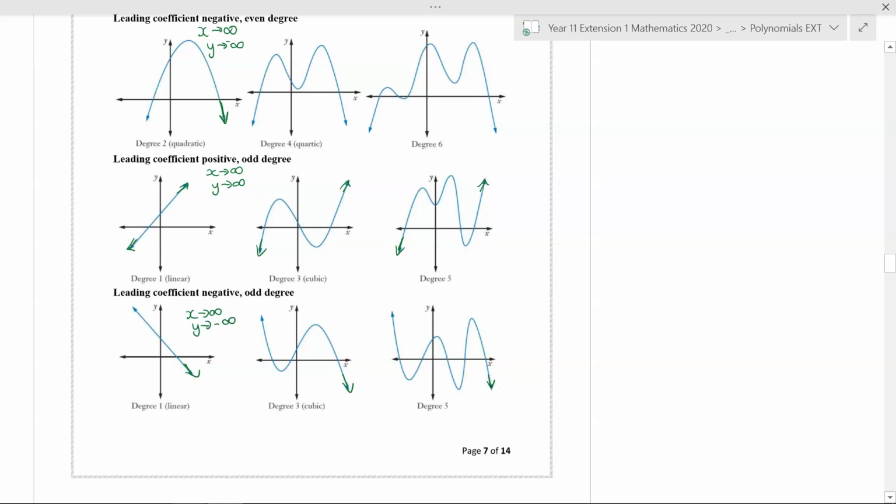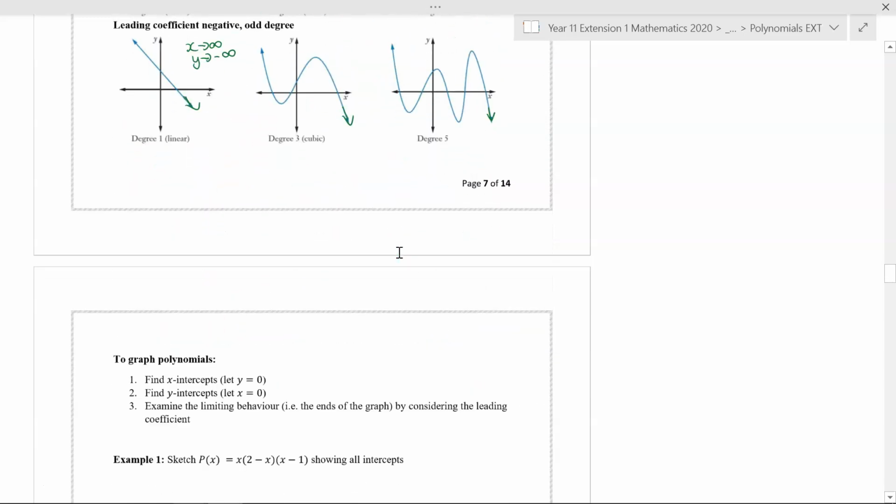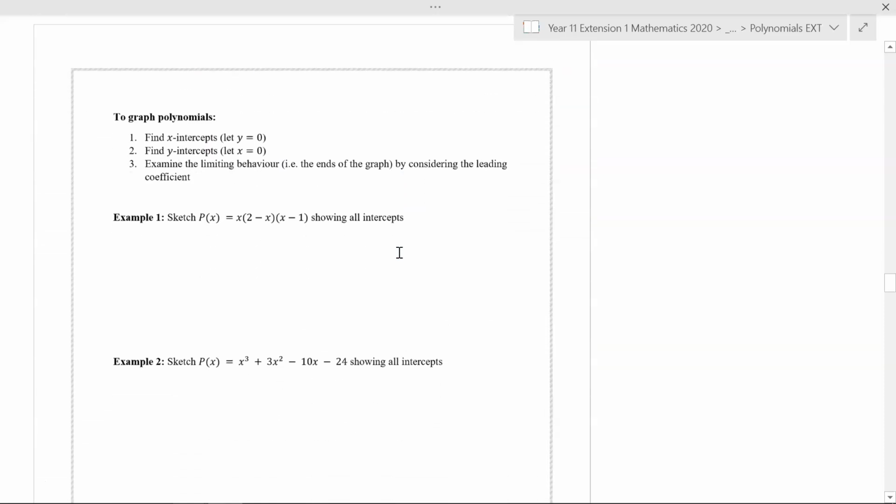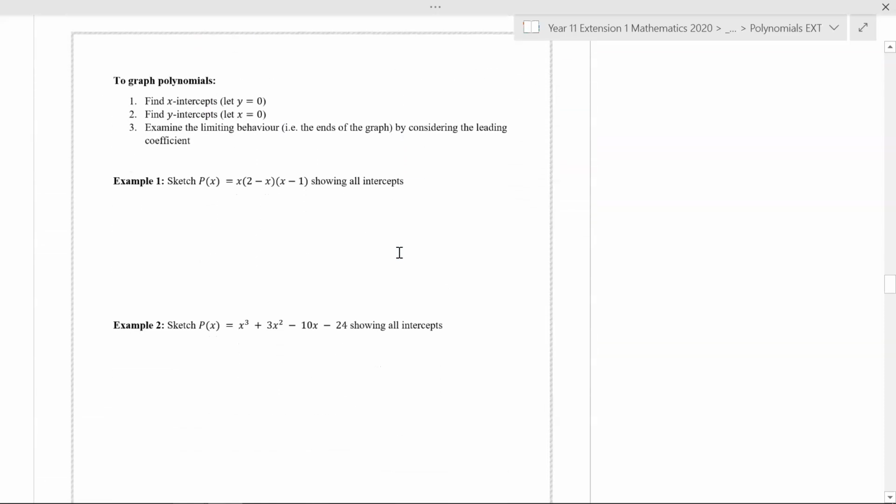Okay, and there's a difference between a really large, that's in inverted commas there, negative number, and a really small number. Let's think of it like this. I think it's simpler. Okay, to graph a polynomial, find the x and y-intercepts first. Examine the limiting behaviour, i.e. the ends of the graph, by considering the leading coefficient. That way you can check your general shape is correct.